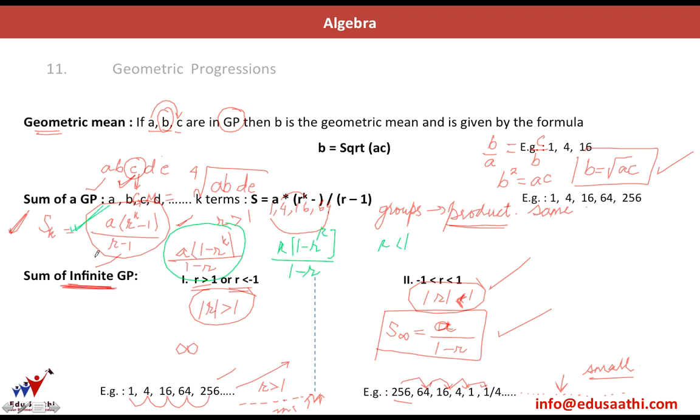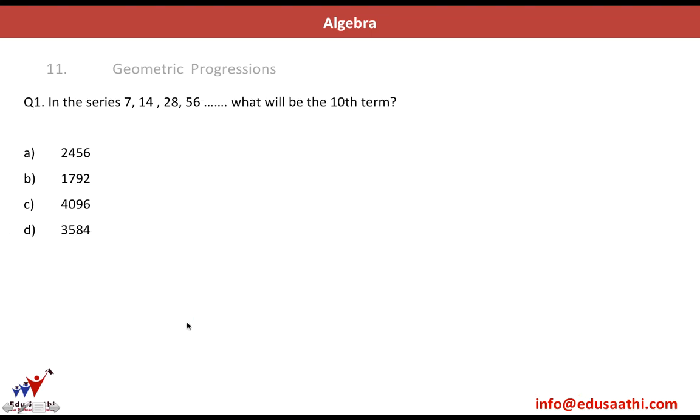Now, whenever you have a case of infinite GP, it will always be the case that your mod r is less than 1 in general, because for the other case, you will not be able to find your answer. So let's look at some of the questions related to geometric progressions.